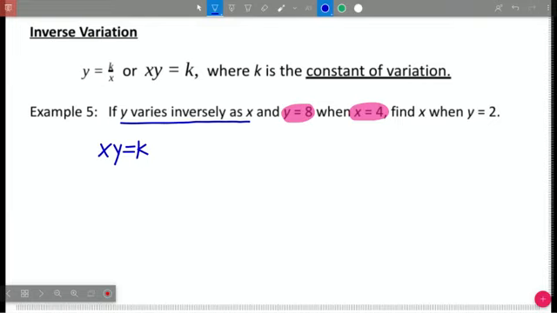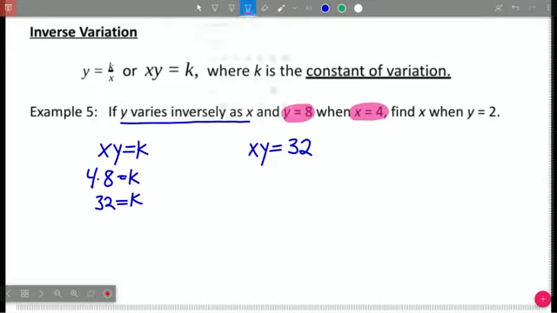Very important that you use the correct equation. Because if you don't, you're just going to be doing a direct variation problem, and it's not going to be a correct answer. So in this situation, we're going to substitute 4 in for x and 8 in for y. So we come up with a k value of 32. We're now going to rewrite our equation. Now that we know k is 32, I'm going to write xy equals 32. This is saying that multiplying any x and y value, I have to get 32 as an answer.